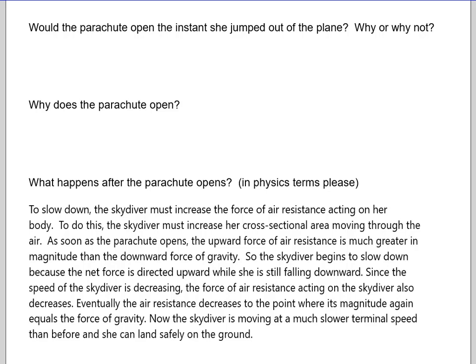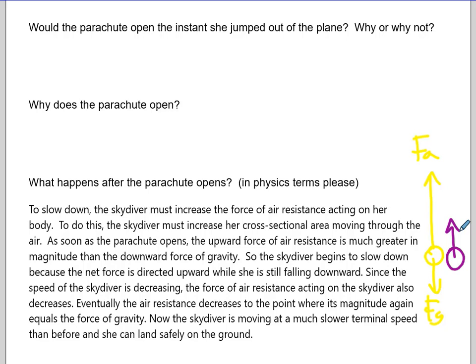So as soon as the parachute opens though, the upward force of the air resistance is much greater in magnitude than the downward force of gravity. So if you imagine, here's F of G, and here's a really big air resistance. So when you look at that, the F net on that object might be upward. Now that doesn't mean the object is going to move upward, it just means that the force acting on the object is in the opposite direction of motion, which means that object is going to slow down.